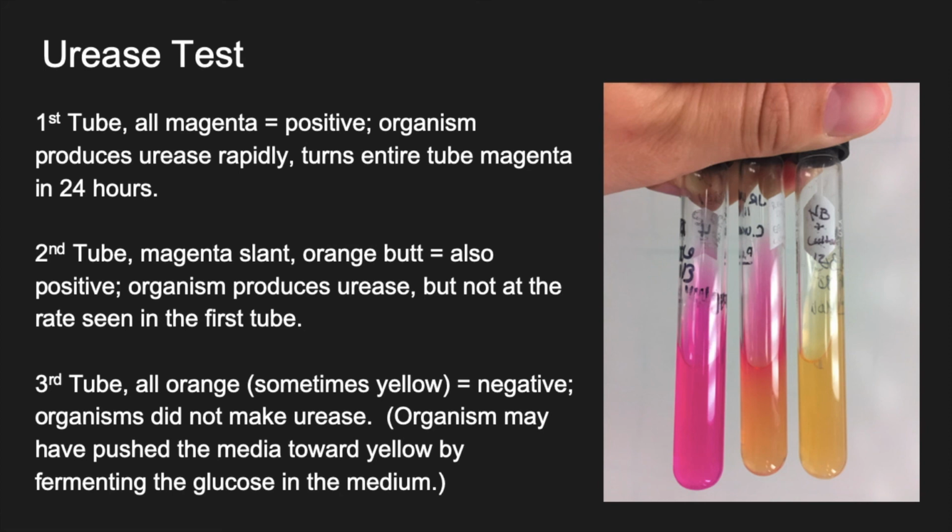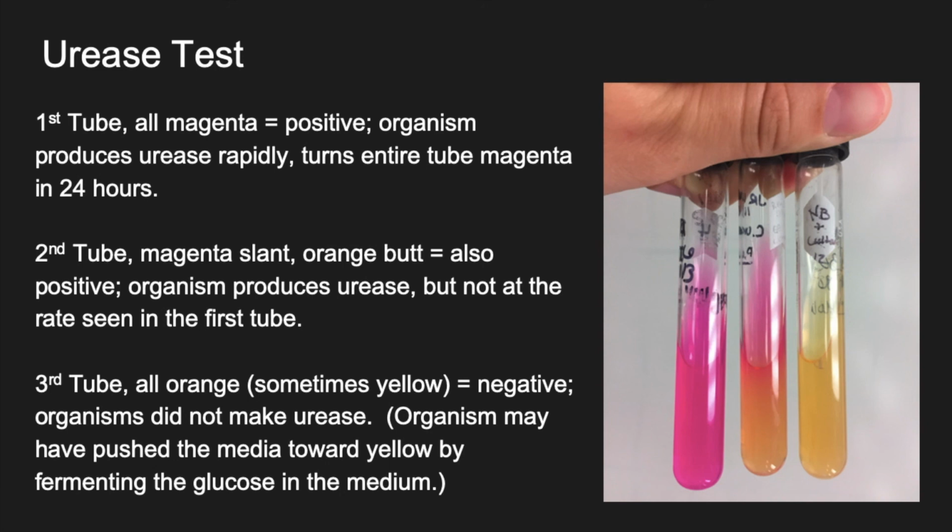And then this last one here, the third tube, it's all orange, sometimes it's yellow, but that is a negative result, and the organism did not make urease. The organism may have pushed the media toward yellow by fermenting the glucose in the medium. So it's orange, sometimes yellow. If it's yellow, that means the organism may have pushed the media toward yellow by fermenting the glucose that was in the medium. Okay? And so that just kind of means it had nothing else to do because urease wasn't present. That enzyme wasn't present. So the bacteria in that third one just started breaking down some glucose.